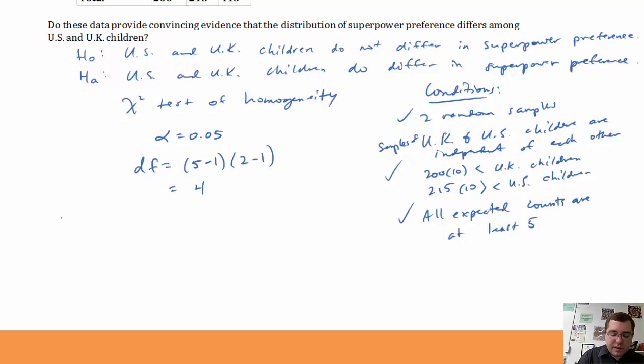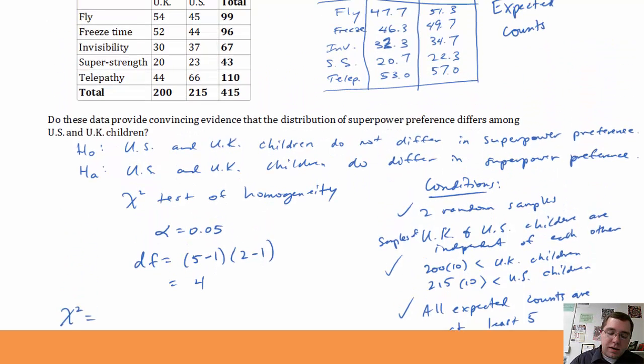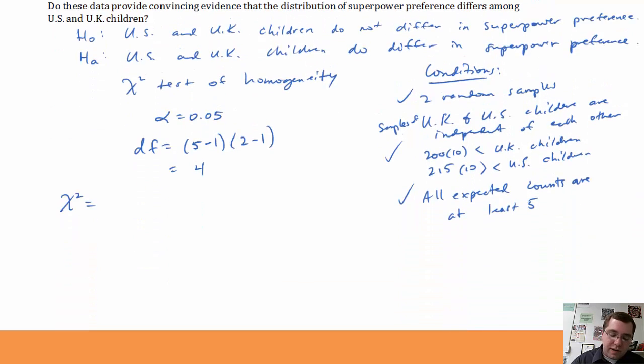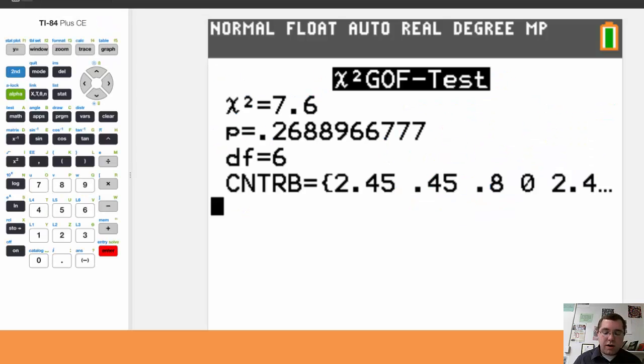Our chi-squared statistic, we need to at least show one term of our sum. So let's take the UK flying, which is 54 as the observed value, but 47.7 is the expected value. So observed, 54, minus the expected, 47.7, squared, divided by the expected, 47.7, plus dot, dot, dot. So we need to indicate that we know how to actually calculate this, though we're going to calculate it on the calculator.